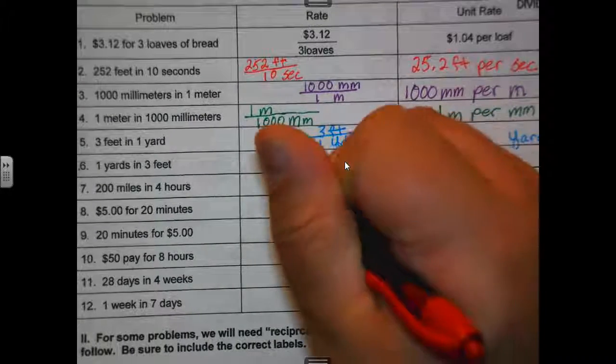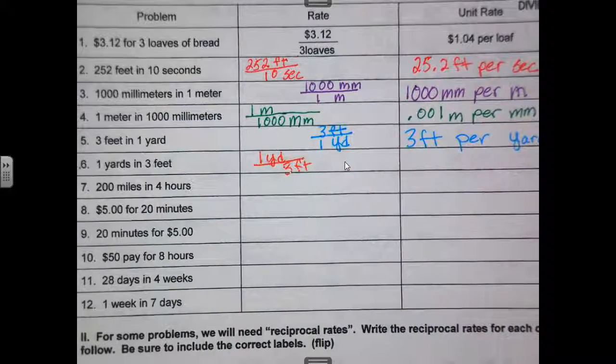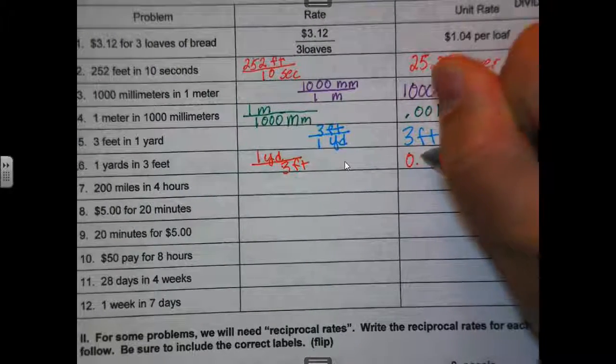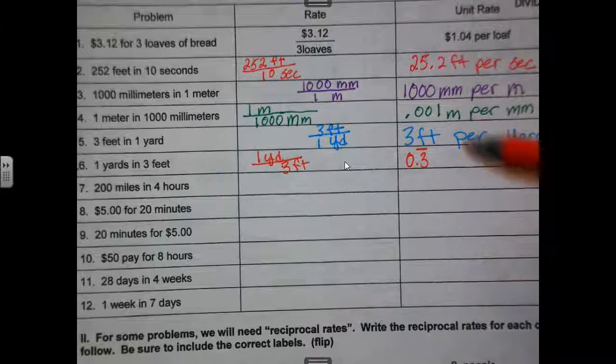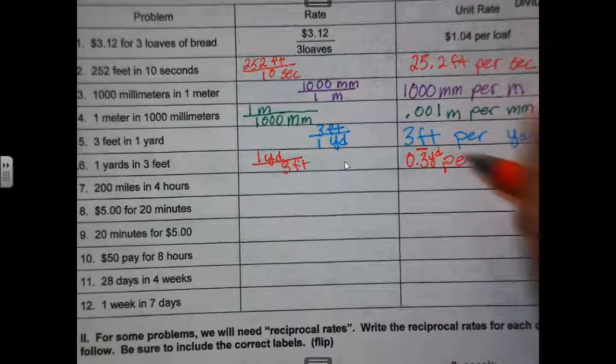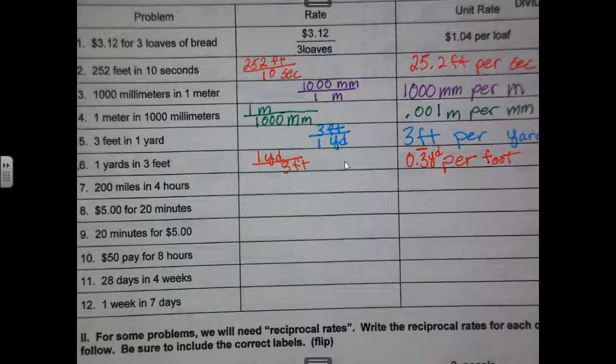1 yard and 3 feet. What do I get? 0.33333, right? 0.3 repeating, that's 1/3 per, oh, I forgot my label, yard per foot, right?